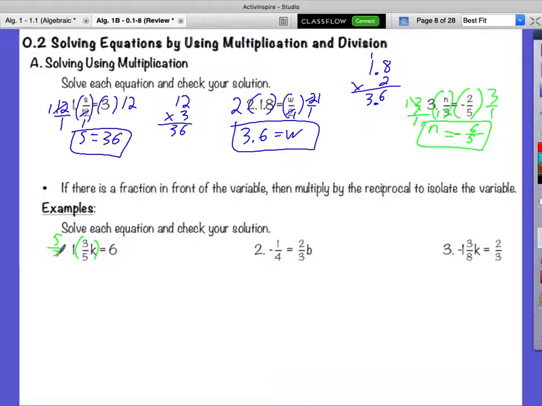So what it's saying is, if there's a fraction in front of the variable, okay? 3/5 is the fraction in front of the variable. What we're gonna do, we'll see here in a second. Let me show this. Okay. We're gonna multiply it by 5 over 3. And if we do that to one side, we have to do it to the other. This will help us isolate the variable.